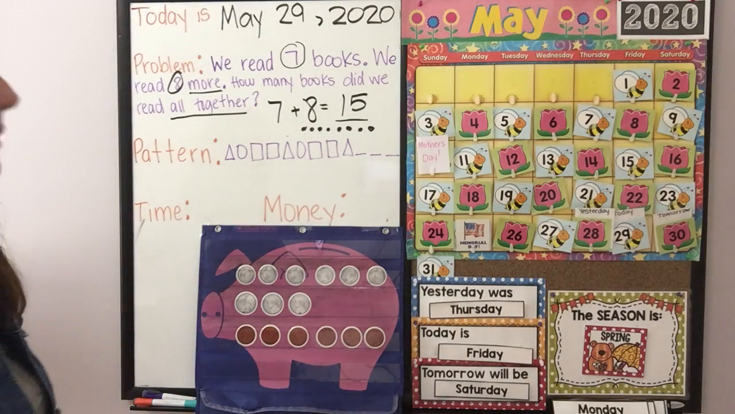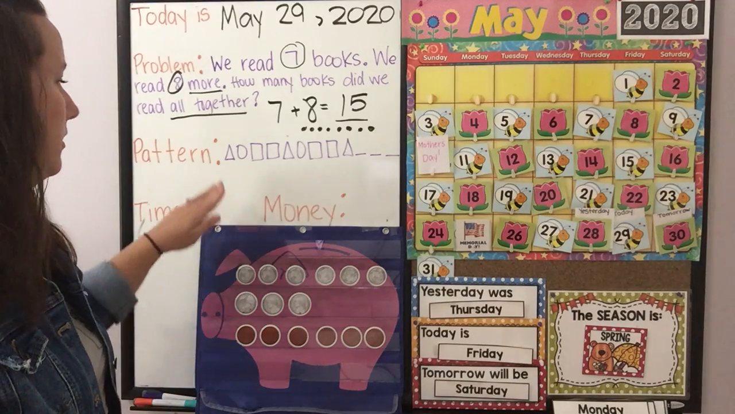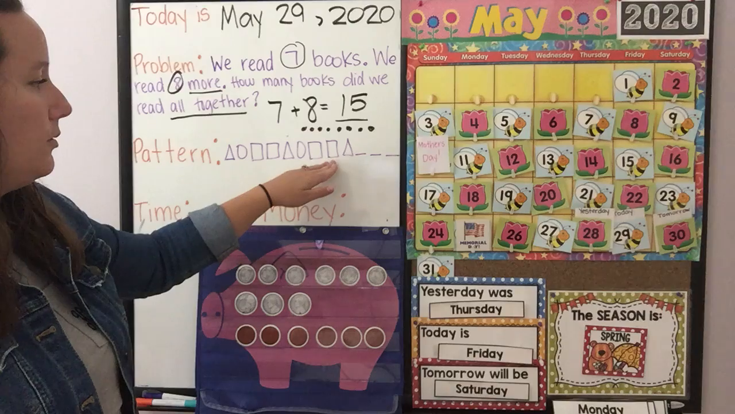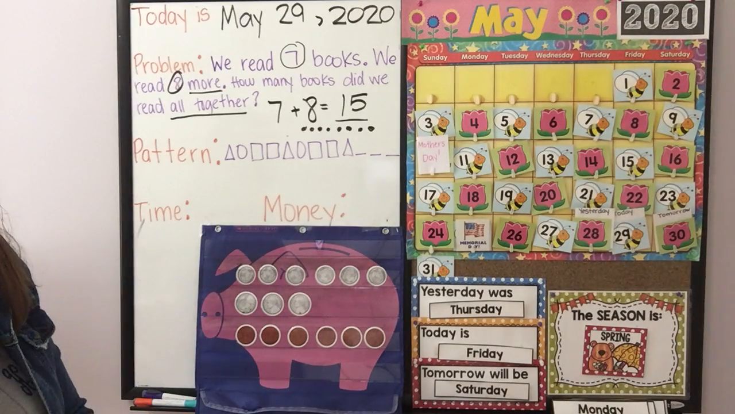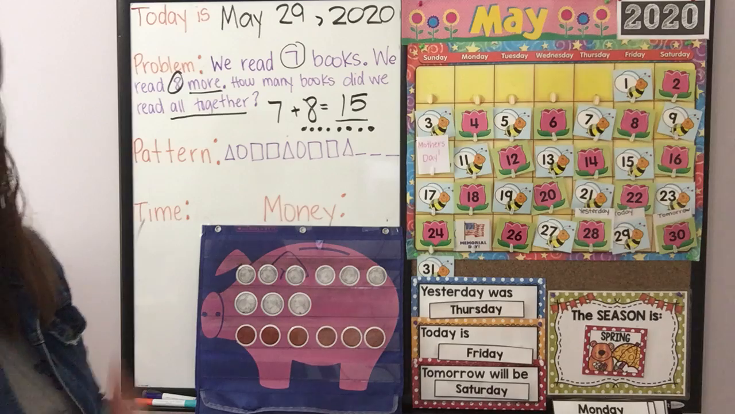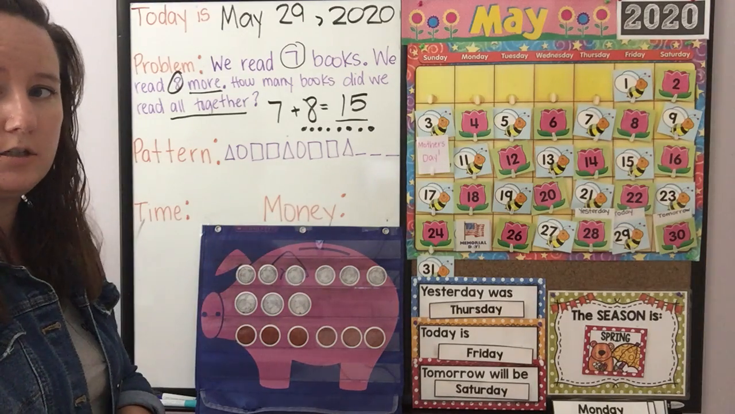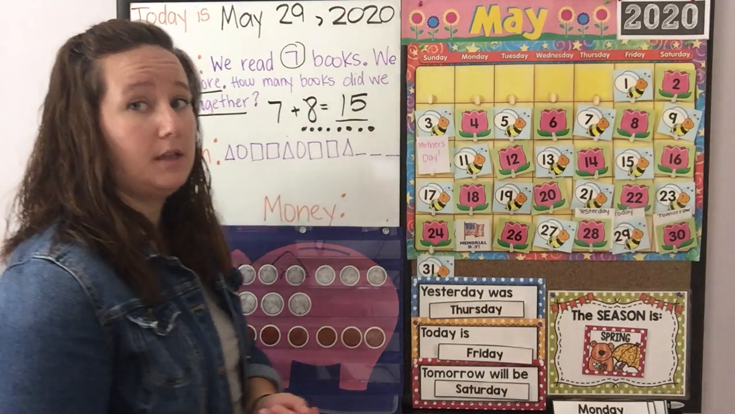So let's look at our pattern. Let's say it one more time and decide if it's growing or a repeating pattern. Triangle, circle, square, square, triangle, circle, square, square, triangle. This is a repeating pattern because something is happening over and over again, right? This is not growing. Nothing has changed. So our strategy for solving a repeating pattern is to label with letters.